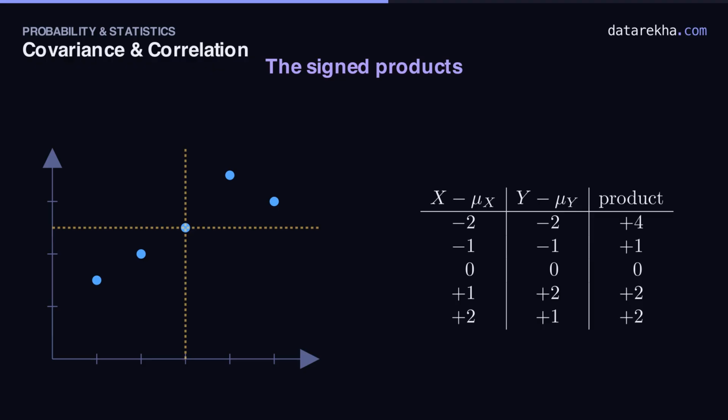The middle student sits dead on both means, 0. The fourth is 1 above and 2 above, plus 2. The last, 2 above and 1 above, plus 2 again. Every product came out positive or 0. The cloud leans one way, so the deviations agree in sign. Add them up. 4 plus 1 plus 0 plus 2 plus 2 is 9.